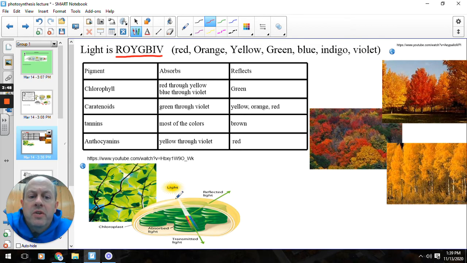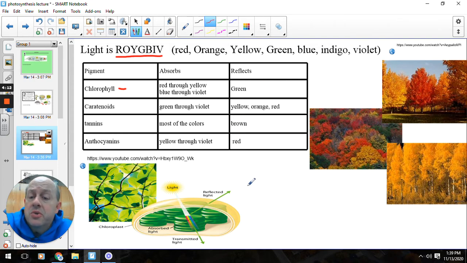So when we talk about plant pigments, the most common one is what's called chlorophyll. There are a couple of different kinds of chlorophyll, but they work together to absorb the reds through the yellows and the blues through the violets. But what they don't absorb is the green. So the green gets reflected off, and that's why when we look at a plant leaf, it usually looks green.